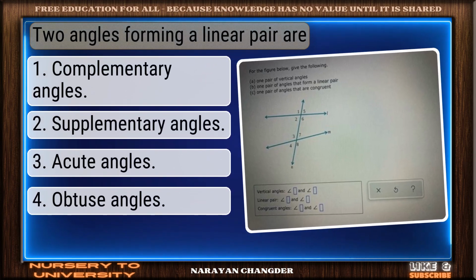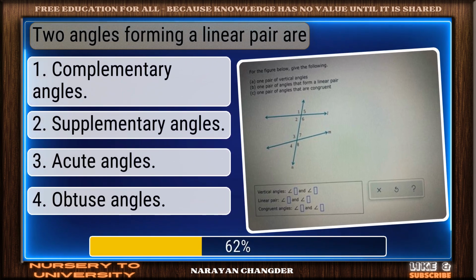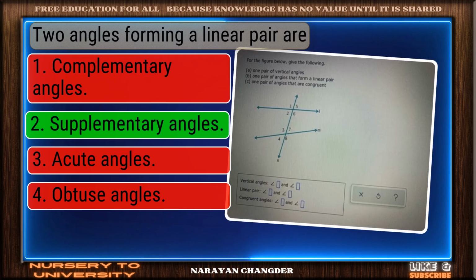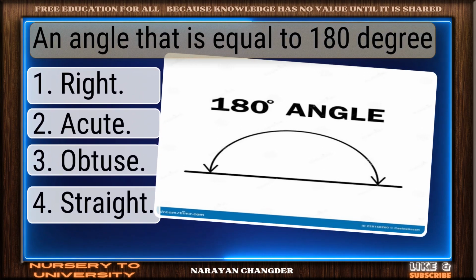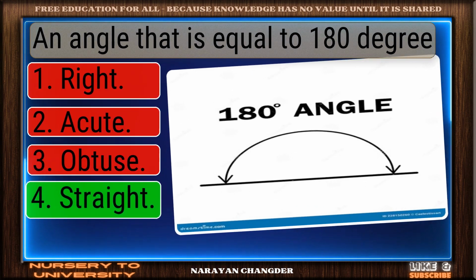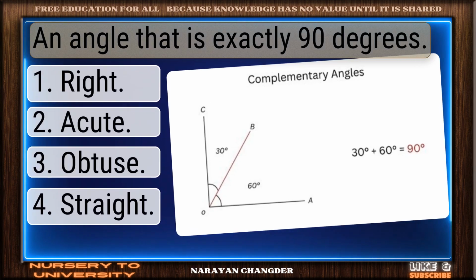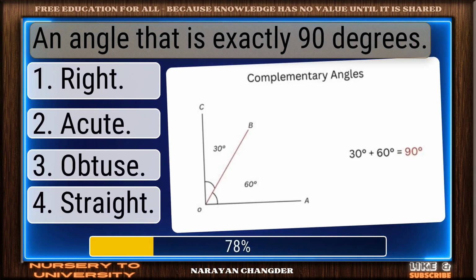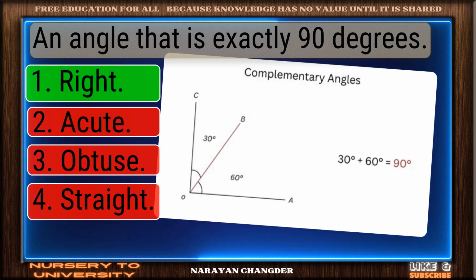Question number 255. Two angles forming a linear pair are? Great thinking. Supplementary angles is the right choice. Question number 256. An angle that is equal to 180 degrees. Solid response. Straight is a valid choice. Question number 257. An angle that is exactly 90 degrees. You chose right, and it is correct.